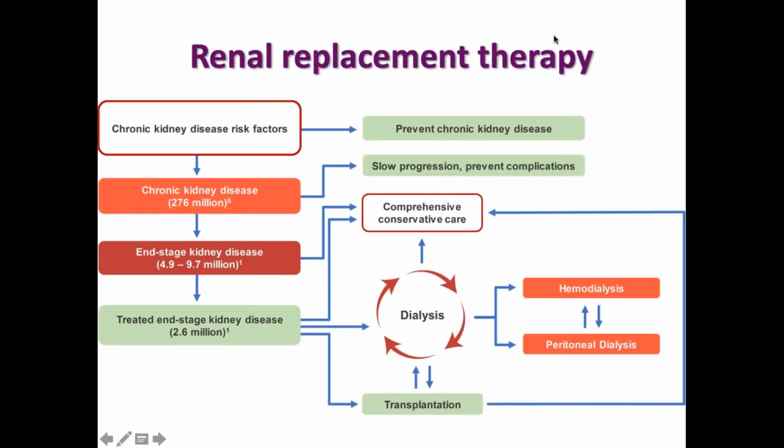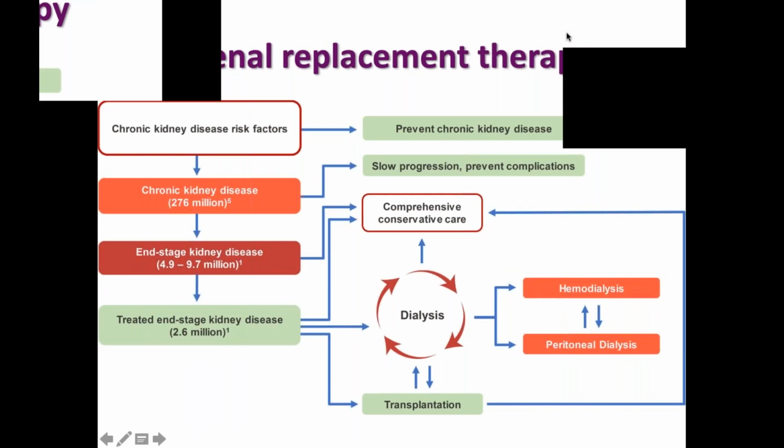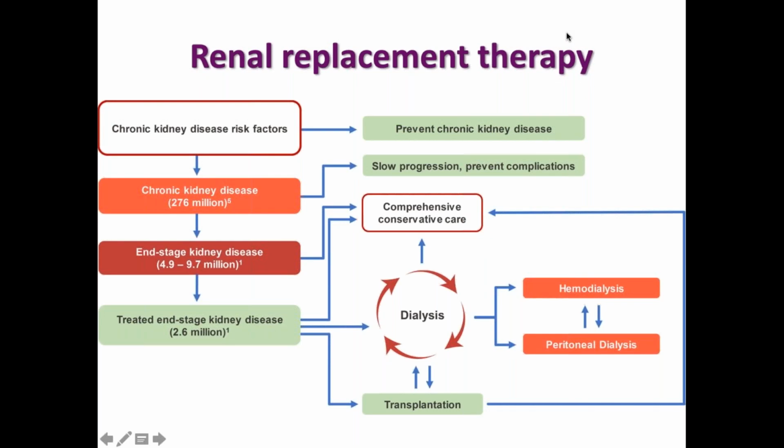Let's look at this pathway in the life course of a patient with chronic kidney disease. So these patients start by having chronic kidney disease risk factors. Over time, they develop chronic kidney disease, and chronic kidney disease in a certain proportion will progress to end-stage kidney failure. Now, we do know that not every patient of end-stage kidney failure gets treated. And normally we think that that is because either they do not come to medical attention or because they do not have the resources to be able to receive renal replacement therapy.